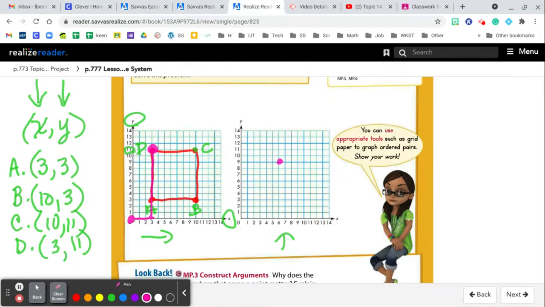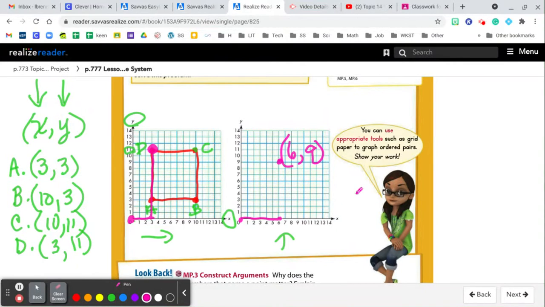So that random purple point I just made, my eyeball starts at 0. It goes over 6 because 6 is directly below my dot. And then it goes up 9. So we call that point (6, 9), open parentheses 6 comma 9. Or you can call it an ordered pair.